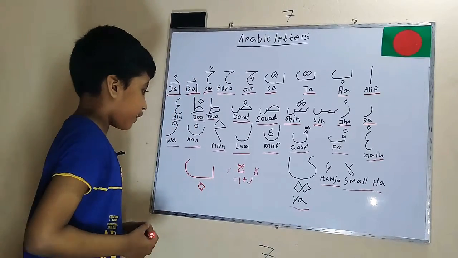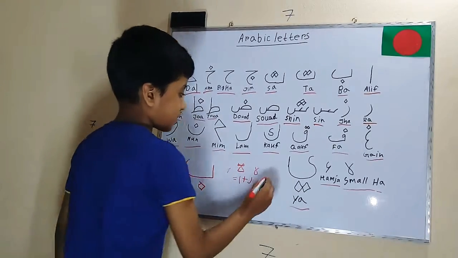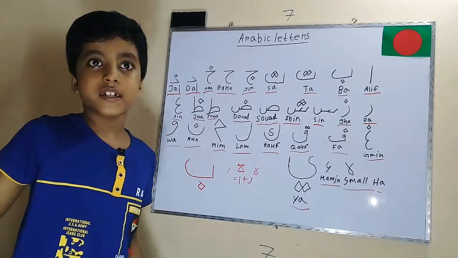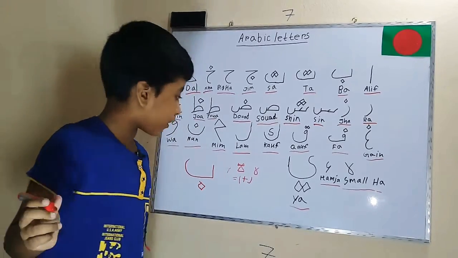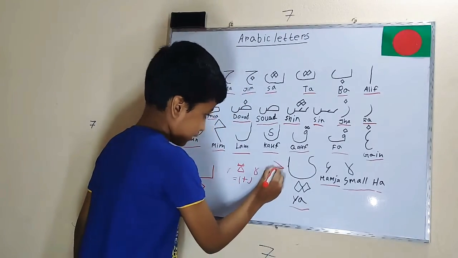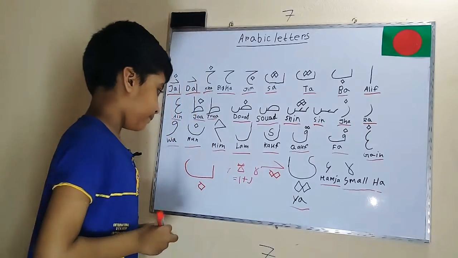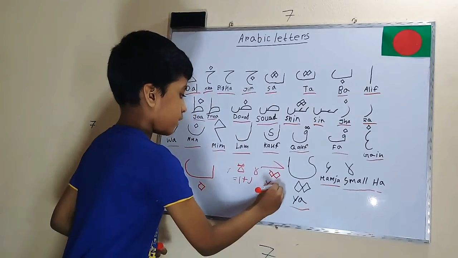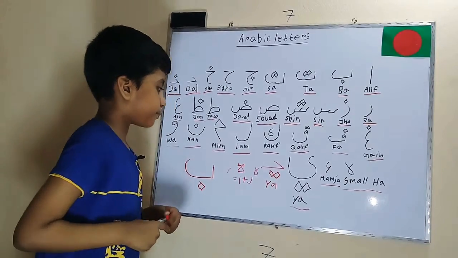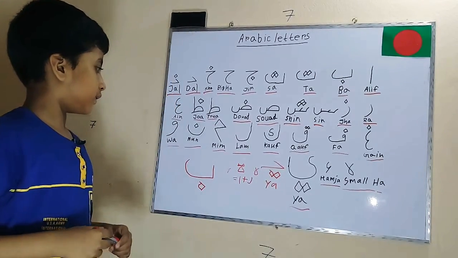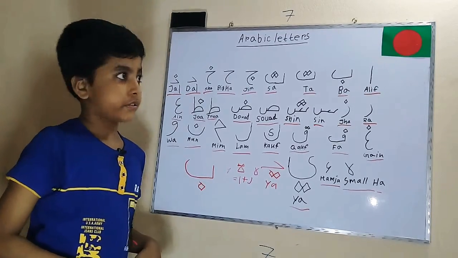And there is another letter right in front of ya. There is another letter that was used as the small ya, but it's not used now. It's this ya. This was called small ya. This is another kind of ya, and this was called big ya. So these are the types of the other letters.